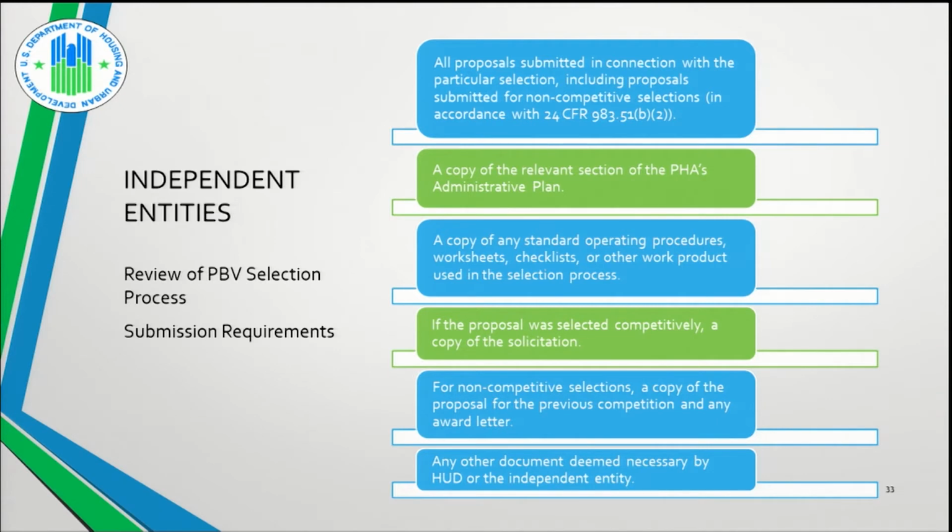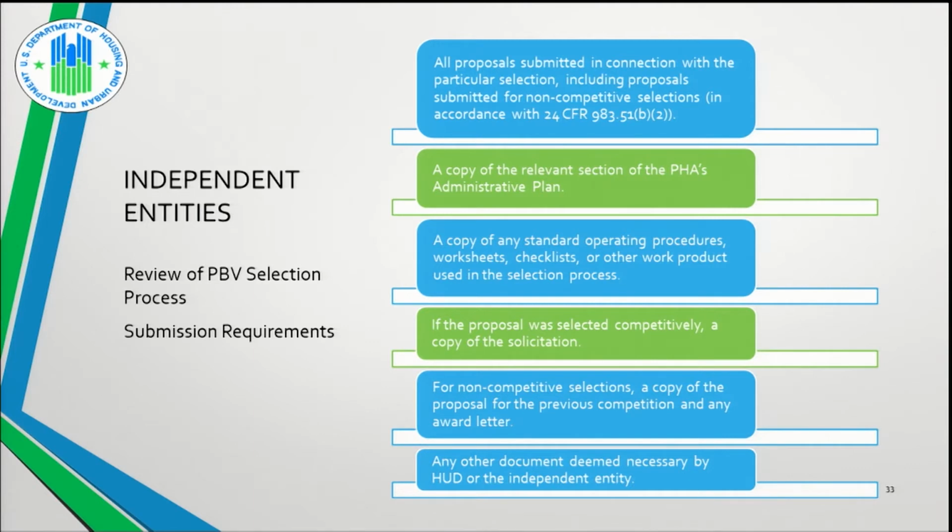You don't have to submit your entire administrative plan. You only have to submit the part of your plan that discusses the PVV selection procedures. A copy of any standard operating procedures, worksheets, checklists, or other work product used in the selection process. If the proposal was selected competitively, a copy of the solicitation. For non-competitive selections, a copy of the proposal for the previous competition and any award letter.